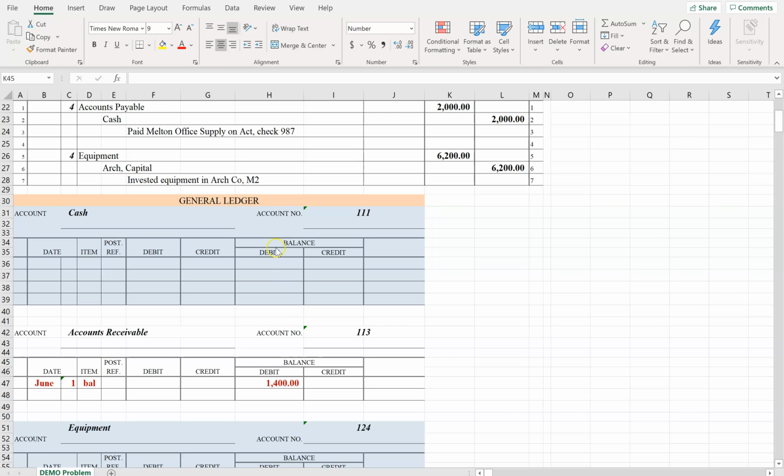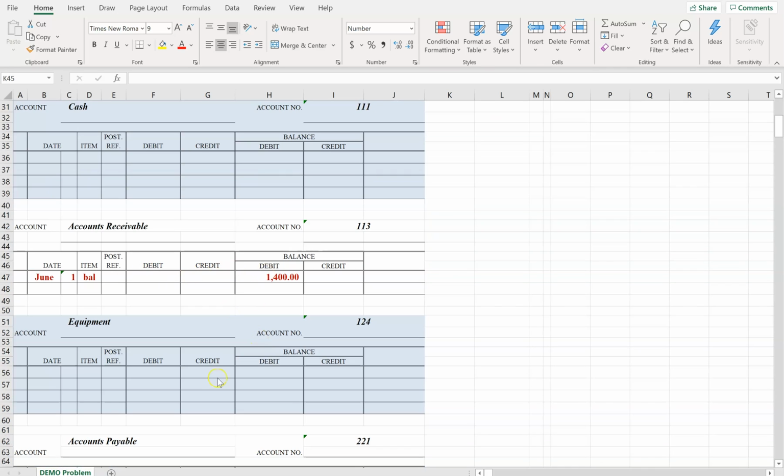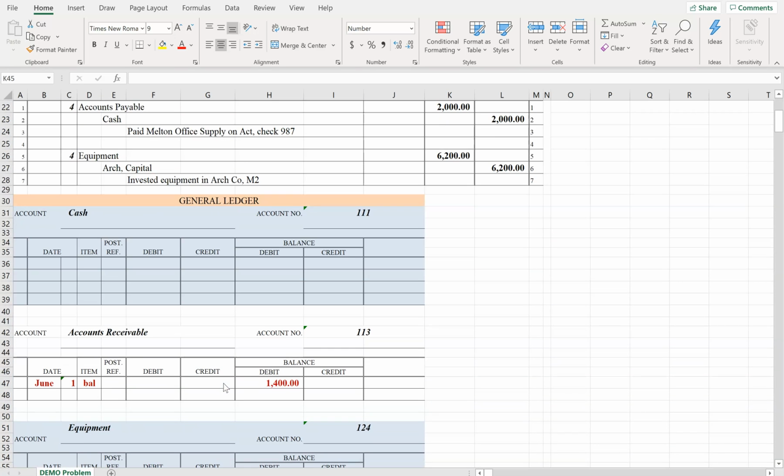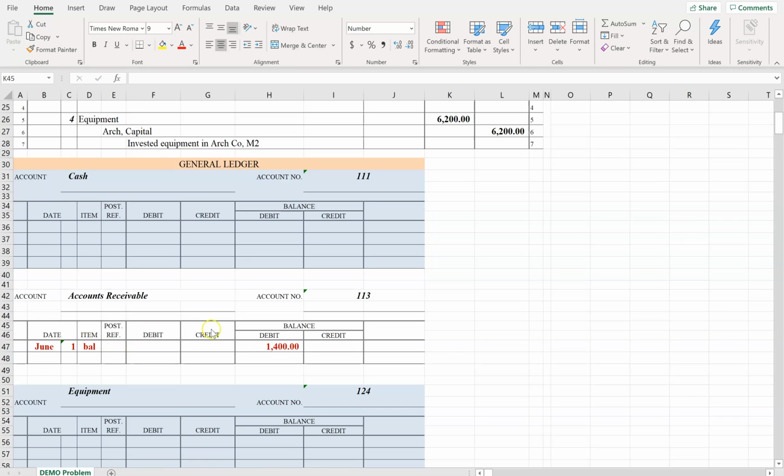So what I did was I went through and alternated the colors so that they're easier for you to see. So this is the cash general ledger. This is the accounts receivable general ledger, equipment, and so on and so forth. When you are looking at the general ledger, you will notice that each account has the corresponding account name and number, okay? And some of the accounts already have balances in them. Now the balances that are there I put in red so that you know not to change them, okay?